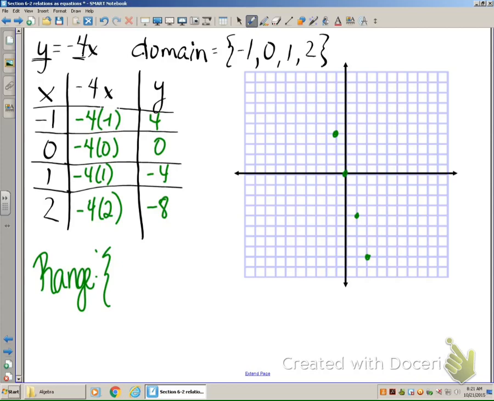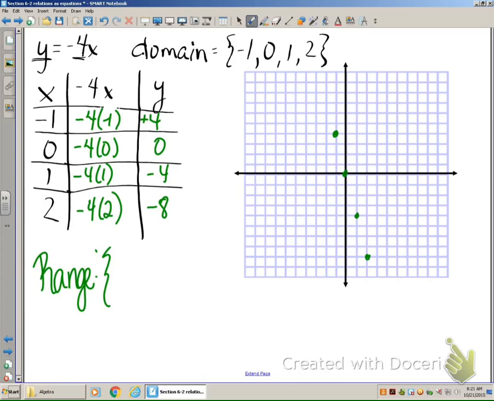Remember our song, a negative times a negative. Multiply or divide, it's an easy thought. Same signs are positive. Different signs are not. Here we've got different signs, not positive, it's negative. Okay, so -4 times -1 is a +4. -4 times 0 is 0. -4 times 1 is -4. -4 times 2 is -8.